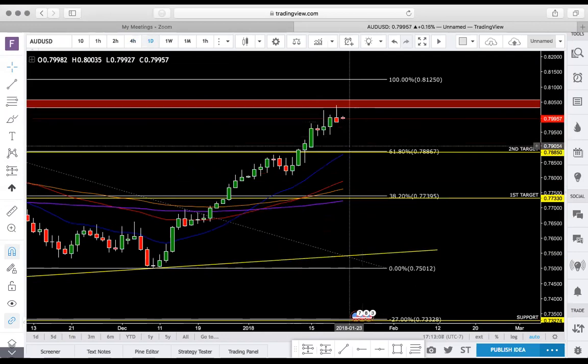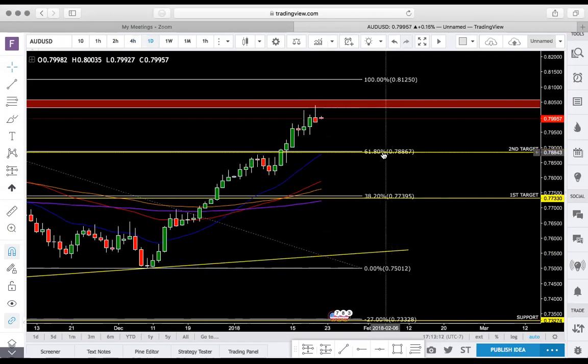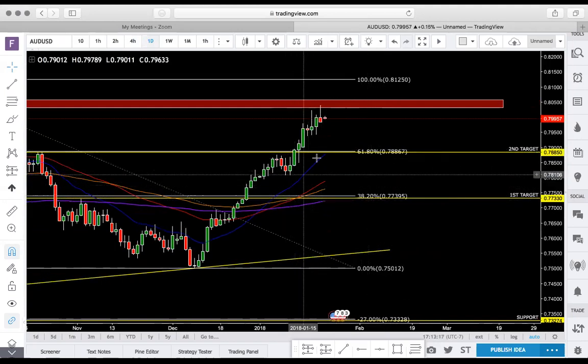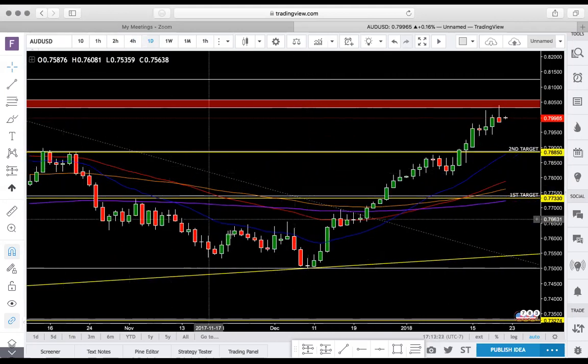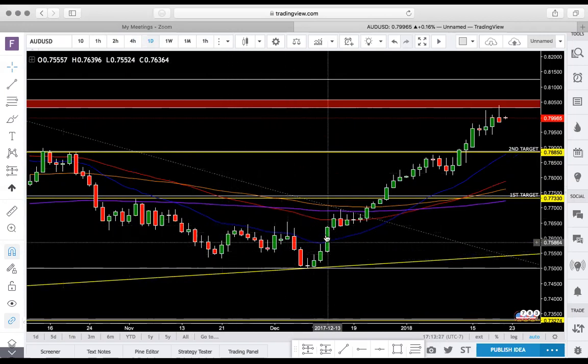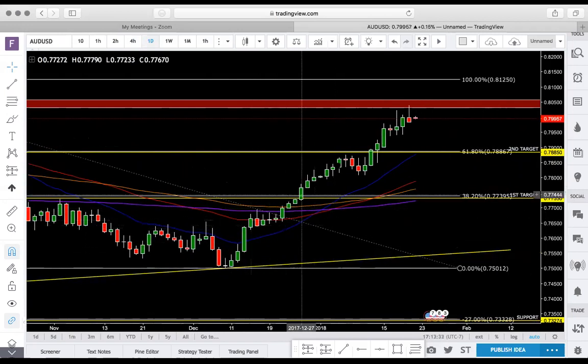So first target, we could see a nice pullback here to 0.788. And you could see that lines up with the 20 MA, that blue line. So I like the 20 MA. The 20 is very important. You could see here where price stayed below the 20 MA, and on the day that price closed above the 20 MA, we followed all the way up.